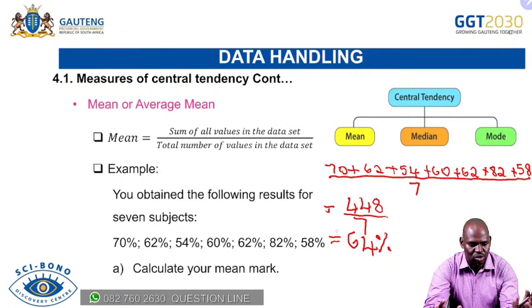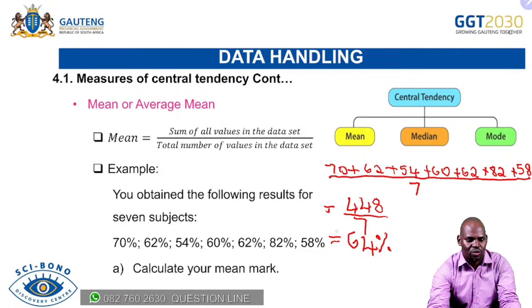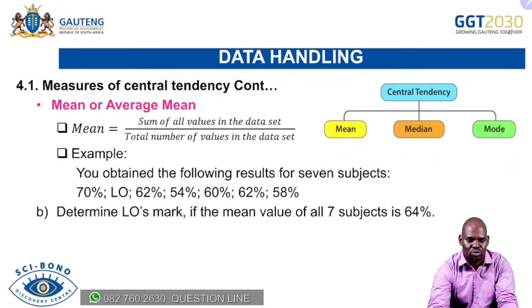Okay, so for this one we're still looking at mean or average. Now boys and girls, it's very important that you read a question and you understand what is required in a question. For this one we're still given the formula: mean equals the sum of all values in the data set over the total number of values in the data set.